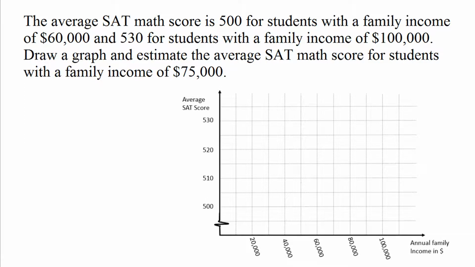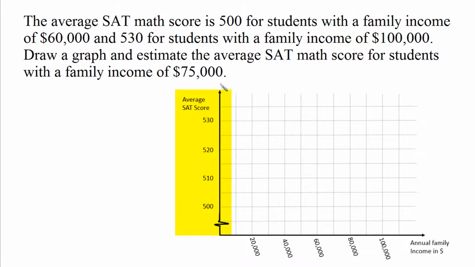I'll start by drawing a horizontal axis for the annual family income in dollars, and along it I've labeled 20,000, 40,000, 60,000, 80,000, and 100,000. But each tick mark is counting as 10,000.